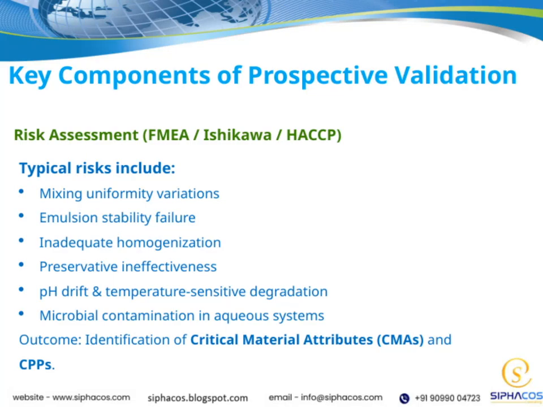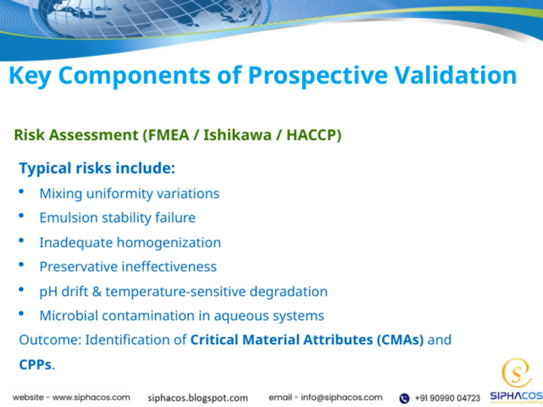Now, let's take a look at some of the typical risks we encounter in this process. These include variations in mixing uniformity, which can affect the consistency of the final product. Emulsion stability failure is another concern, as it can lead to separation or degradation over time. Inadequate homogenization might result in uneven distribution of ingredients, impacting efficacy and quality. Preservative ineffectiveness can pose safety issues, making it crucial to monitor and validate their performance.